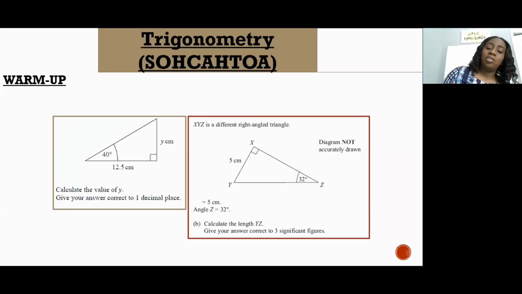We have a two-part warm-up today. So that's the first part of it. Remember, you're supposed to, step one, label your triangle. Step two, identify the correct trigonometric ratio. Step three, write the ratio out. Step four, substitute. Step five, solve.